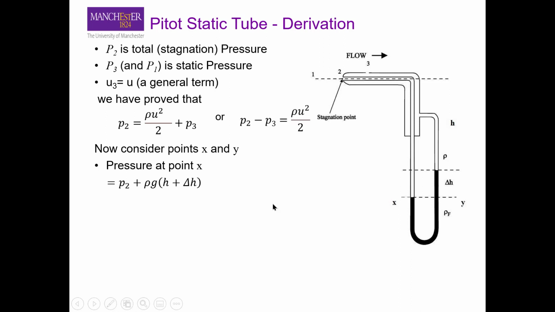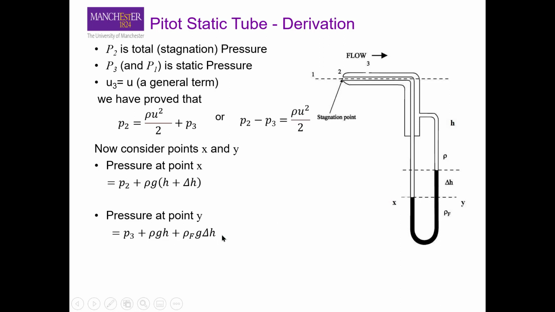Okay, and similarly, we can write for point Y that the pressure at point Y is equal to the pressure at point 3, that is the static pressure, plus the hydrostatic pressure due to the height above this point Y, that is rho g h, plus rho of the black fluid, rho fluid g delta h. Okay, just like we did in the case of manometers.